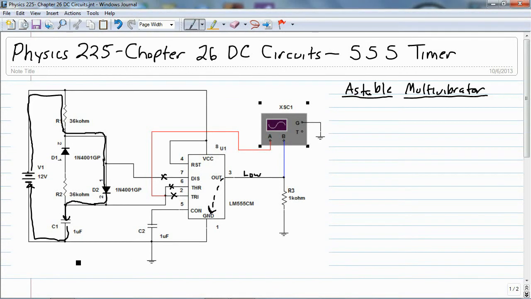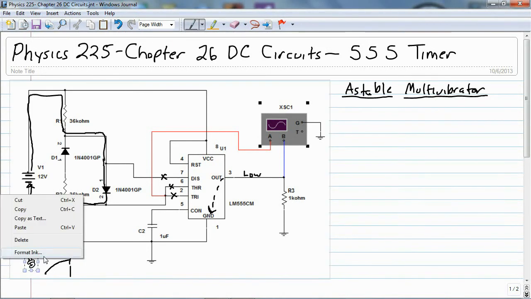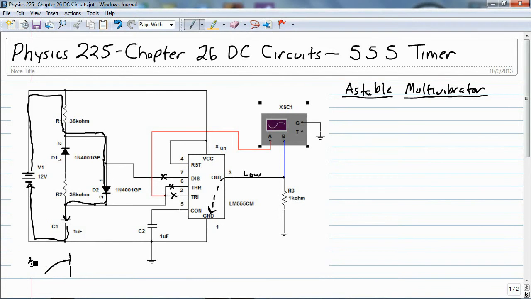So the potential is going to rise, and at the point where it hits 2/3 of V1, then the threshold is going to cause the pin 3 to get connected to VCC, or what's at pin 8, and pin 7 is going to get hooked to ground.